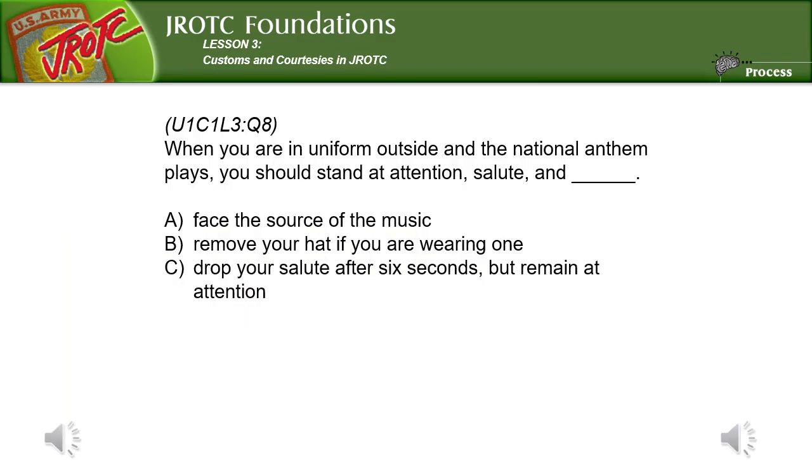Next question. When you are in uniform outside and the national anthem plays, you should stand at attention, salute, and blank. Is it A, face the source of the music? B, remove your hat if you are wearing one? C, drop your salute after 6 seconds but remain at attention? The answer is A, face the source of the music.